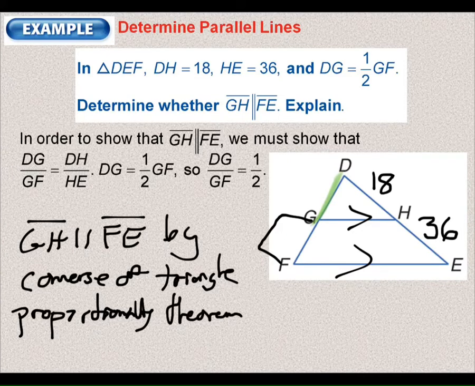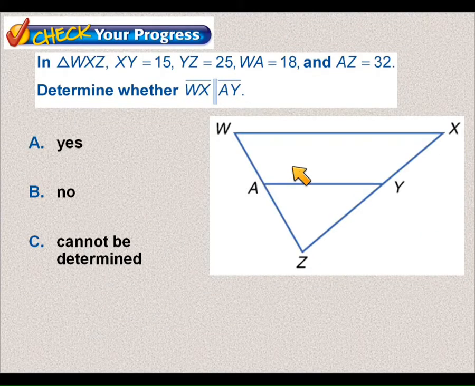Again, on your postulate sheet, it's just the converse of what we were saying before. Before, if they're parallel, these are proportional. Now, if these are proportional, then they're parallel. I think it's 7.5 on your postulate sheet. So here I want to know, is WX parallel to AY, knowing this information? So try that a second, and then we'll check our answer together.